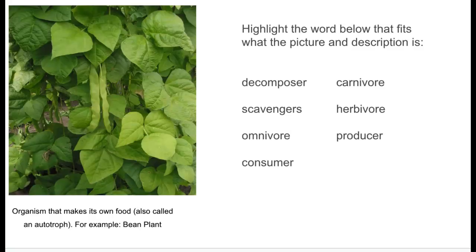Highlight the word below that fits what the picture and description is. Your choices are decomposer, scavengers, omnivore, consumer, carnivore, herbivore, producer. So you have the picture, and underneath the picture it says, an organism that makes its own food, also called an autotroph, for example, a bean plant.